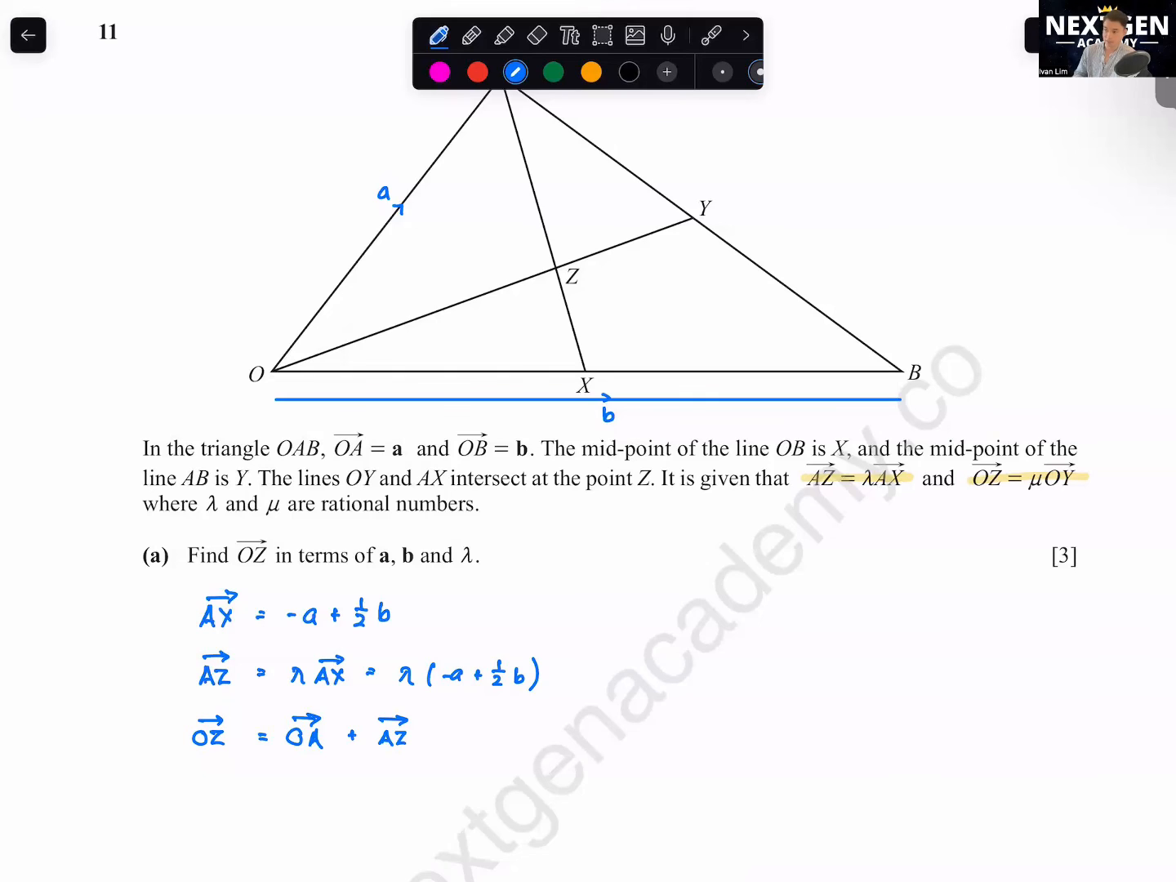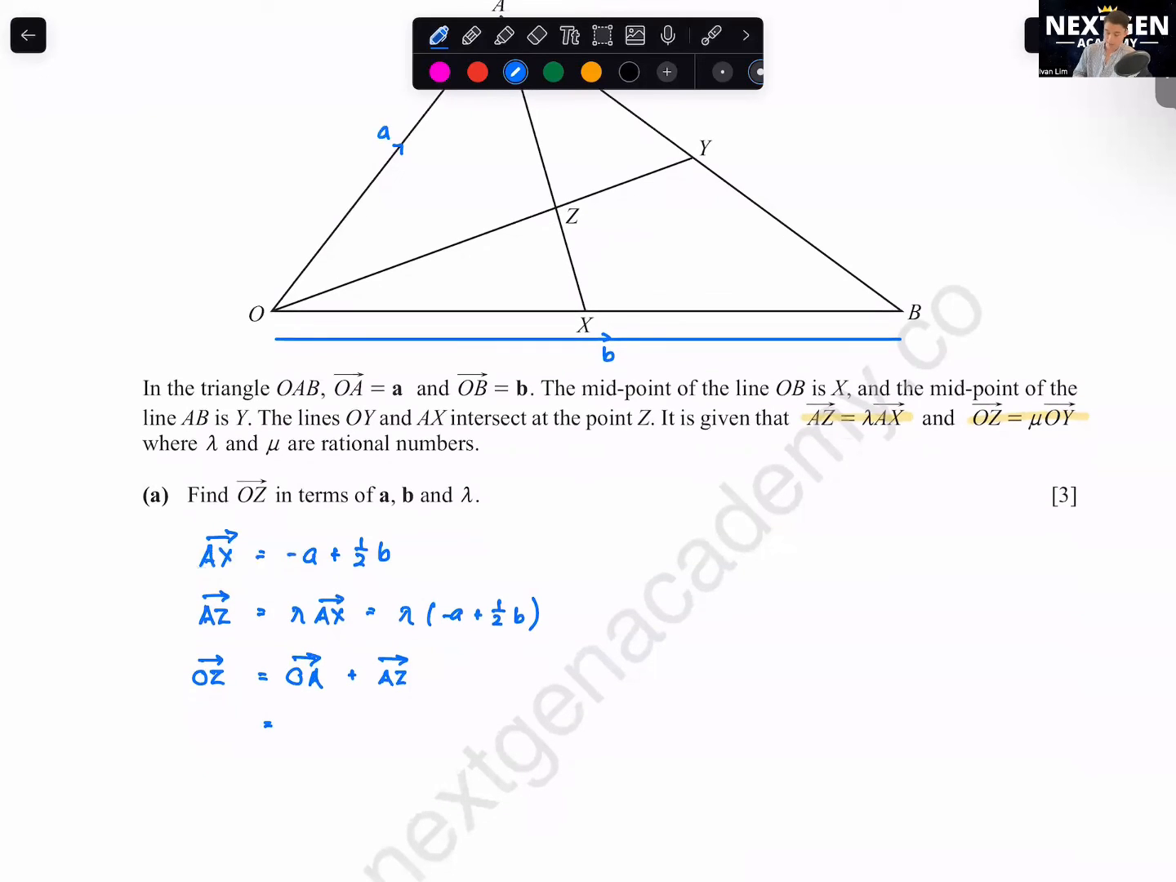OA plus AZ, which you will get A plus lambda minus A plus 1/2 B. You write until here, already full marks. But later on, if you see in the third one, which is question C, you might need to simplify it to another form. Later only I simplify.